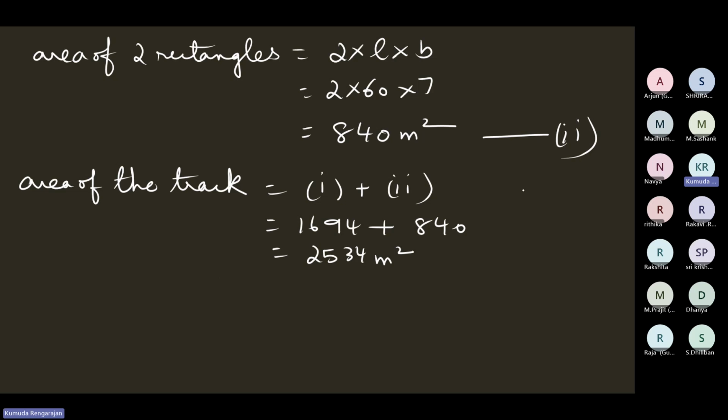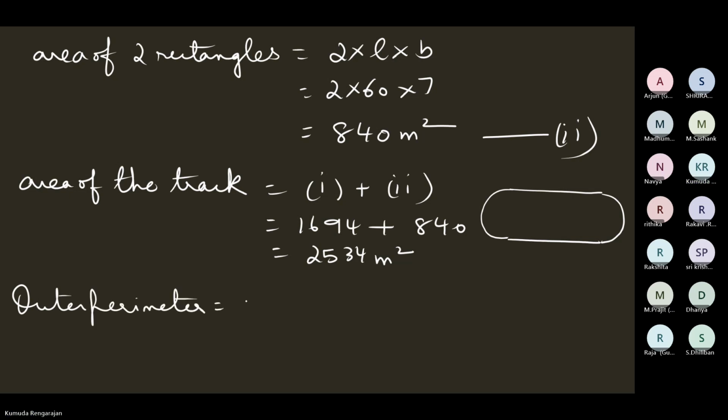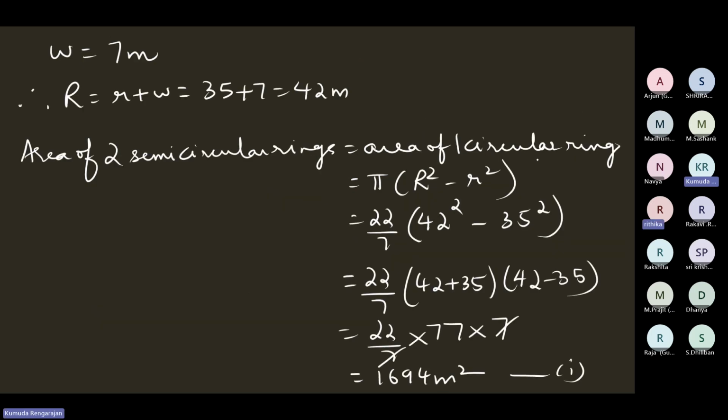The outer perimeter is again this one only, on the outside. This one is the outer perimeter. So outer perimeter is equal to 60 plus pi capital R, because the length of this semicircle is half of 2 pi R, but R is capital R because it is the outside semicircle. See, for inside perimeter, we use small r.